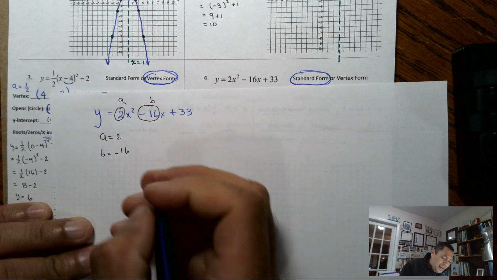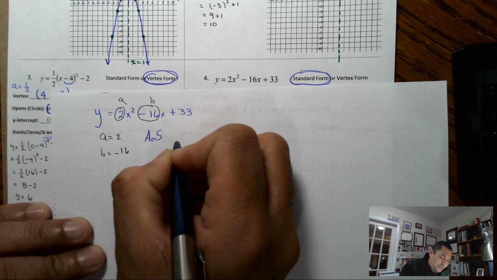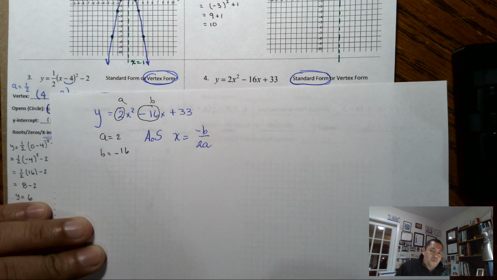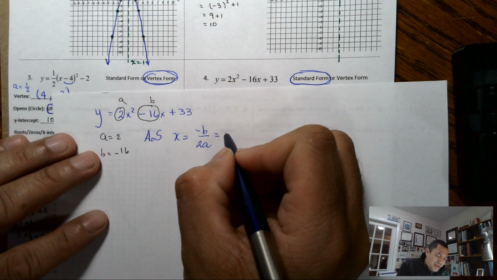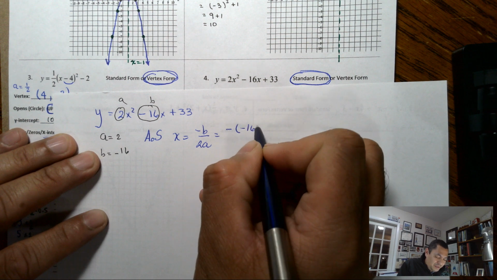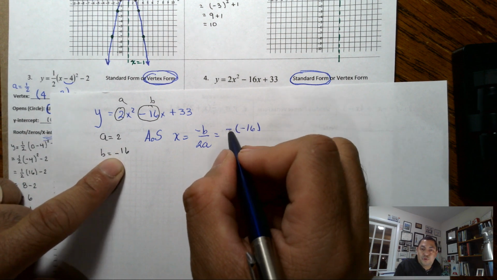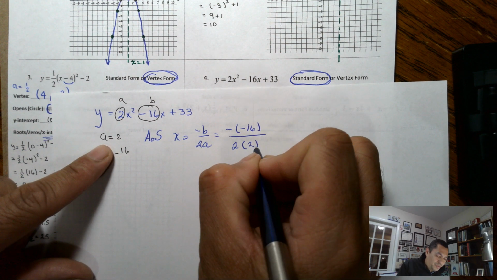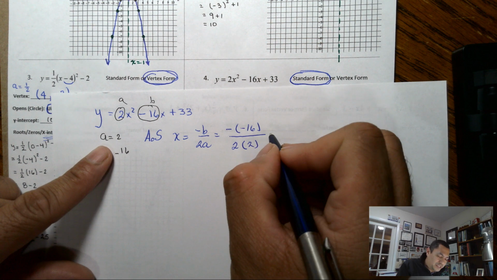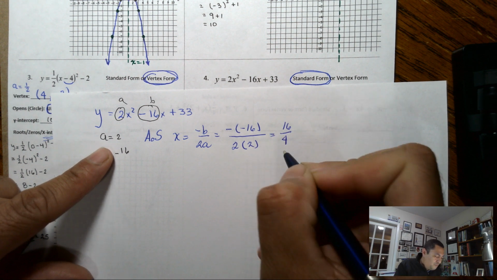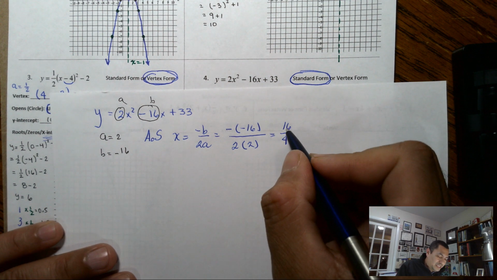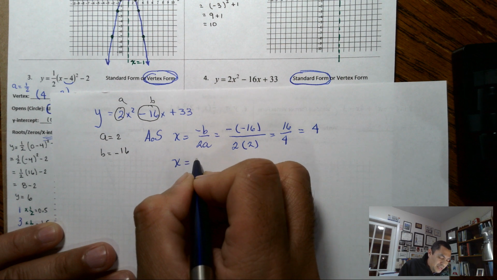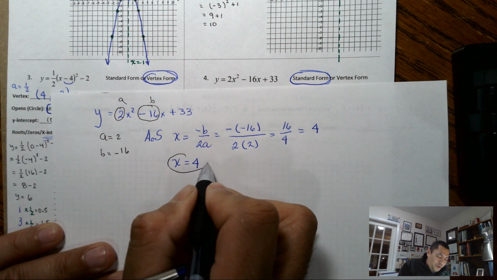Now I need to know my axis of symmetry. x equals negative b over 2a, which is the same as negative negative 16. Negative b is negative 16, so I have two consecutive negatives, over 2 times a, which is 2. Two consecutive negatives make it positive, so I have 16 over 4. 16 divided by 4 is equal to 4. So my axis of symmetry is x equals 4.